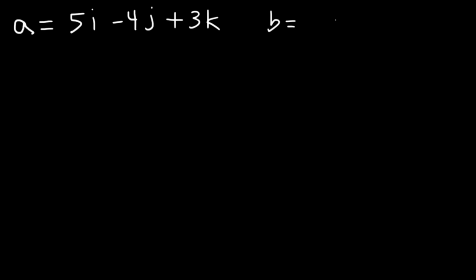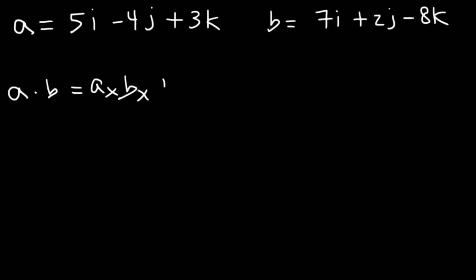Now let's say we have a vector that has 3 components as opposed to 2. So let's say A is 5i minus 4j plus 3k. And B, let's say it's 7i plus 2j minus 8k. Find the dot product between the two vectors. So it's going to be ax times bx plus ay times by plus az times bz. So that's how you could find the dot product of these two vectors.